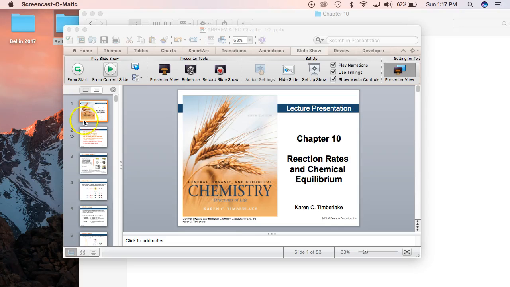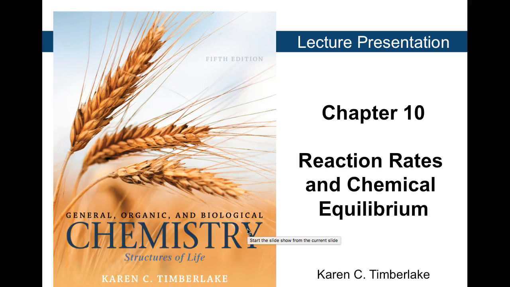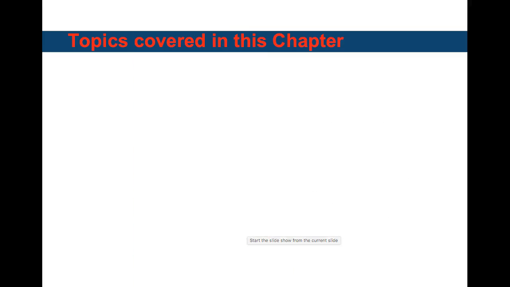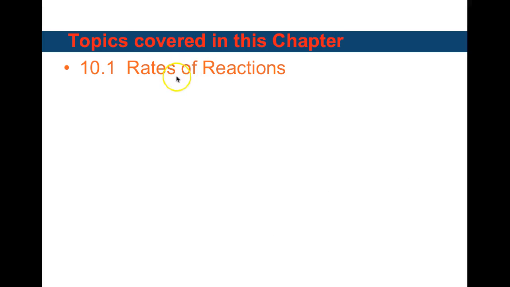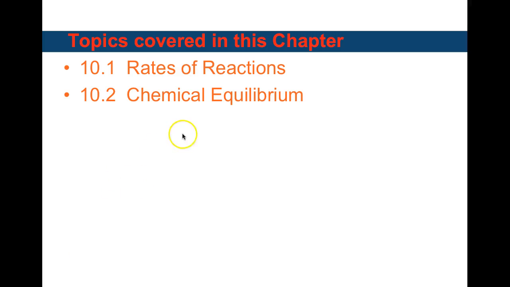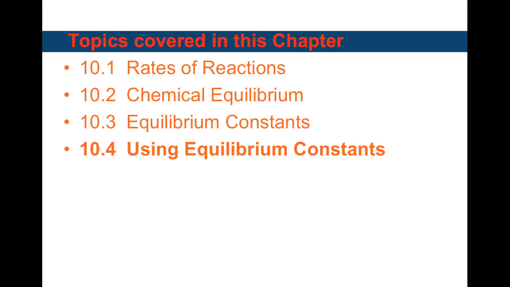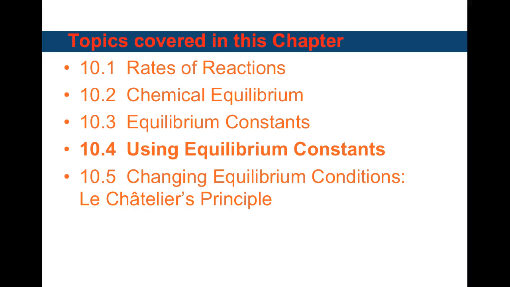In this video, we're going to be talking about Chapter 10, Reaction Rates and Chemical Equilibrium. And the topics that we're going to be talking about are defining rates of reaction, and then what exactly is chemical equilibrium and how are these two connected, and then what is an equilibrium constant and how to derive the expression for it, and then use these equilibrium constants to problem solve, and then the effect of changing those equilibrium conditions.